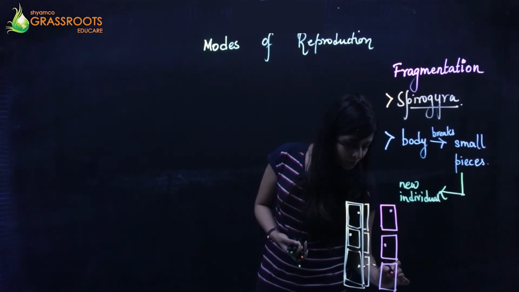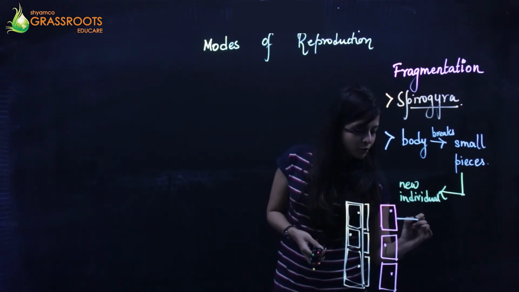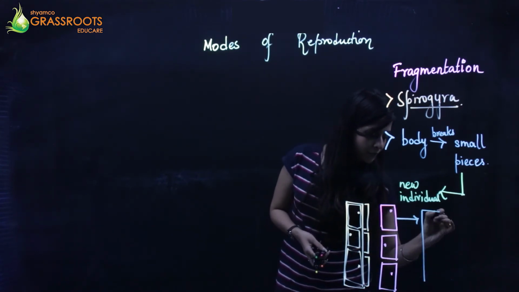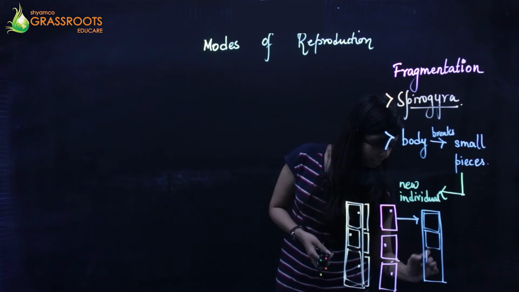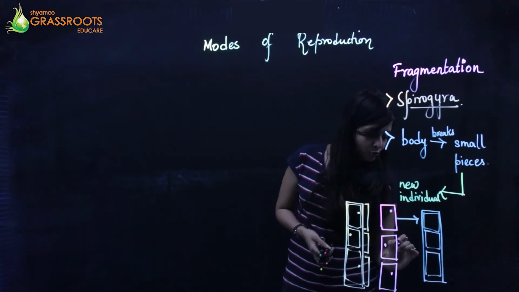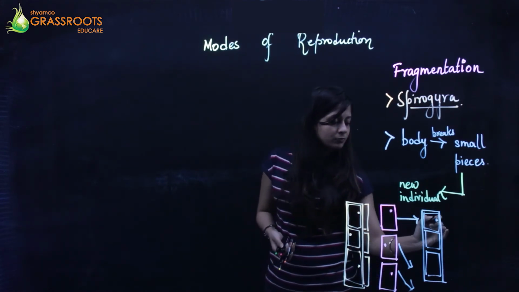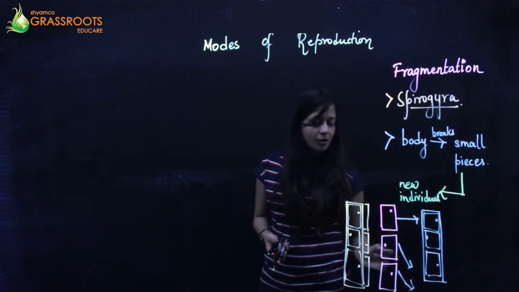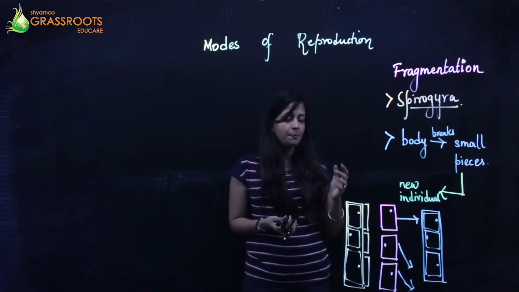With its own nucleus, and then finally each one of them, so this one is capable of giving rise to a new Spirogyra. And so is this one and this one. So this is how the process of fragmentation takes place in case of Spirogyra.